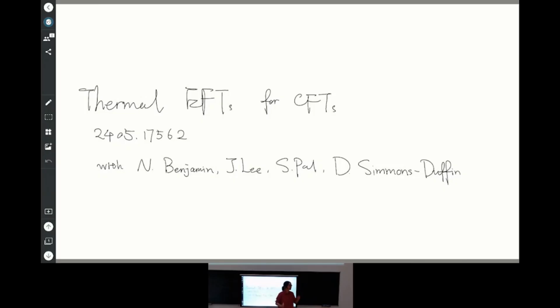All right, I think everybody is almost seated. Almost everybody is seated. I think we can resume. We'll have the second talk today about thermal EFTs for CFTs by Yixin.